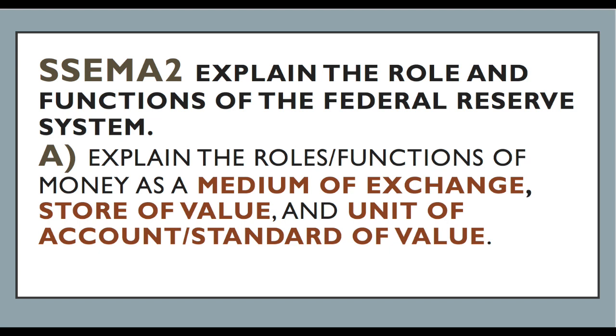You're going to see it says explain the role and functions of the Federal Reserve System. But what we're going to be talking about today is just A, which may not seem like it has anything to do with the Federal Reserve System, but it really does. A tells you to explain the roles and functions of money as a medium of exchange, store of value, and a unit of account or standard of value. Those three terms are what you're going to need to understand in regards to money.